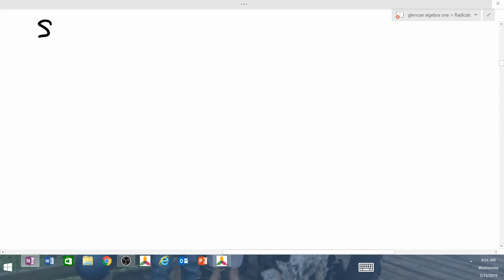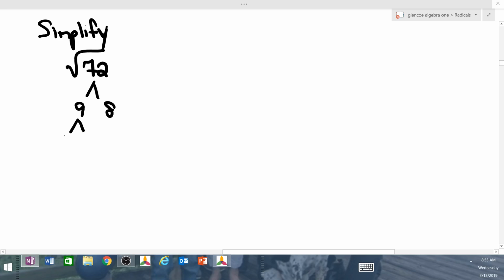So we want to simplify. Let's try a couple. Radical 72. So let's everybody go ahead and prime factor radical 72. Who wants to help me out? 72. Name 2 factors. Go. 9 and 8. And what does 9 break down to? 3 and 3, and they're both prime. What does 8 break down to? 2 and 4, and 4 breaks down to 2 and 2.